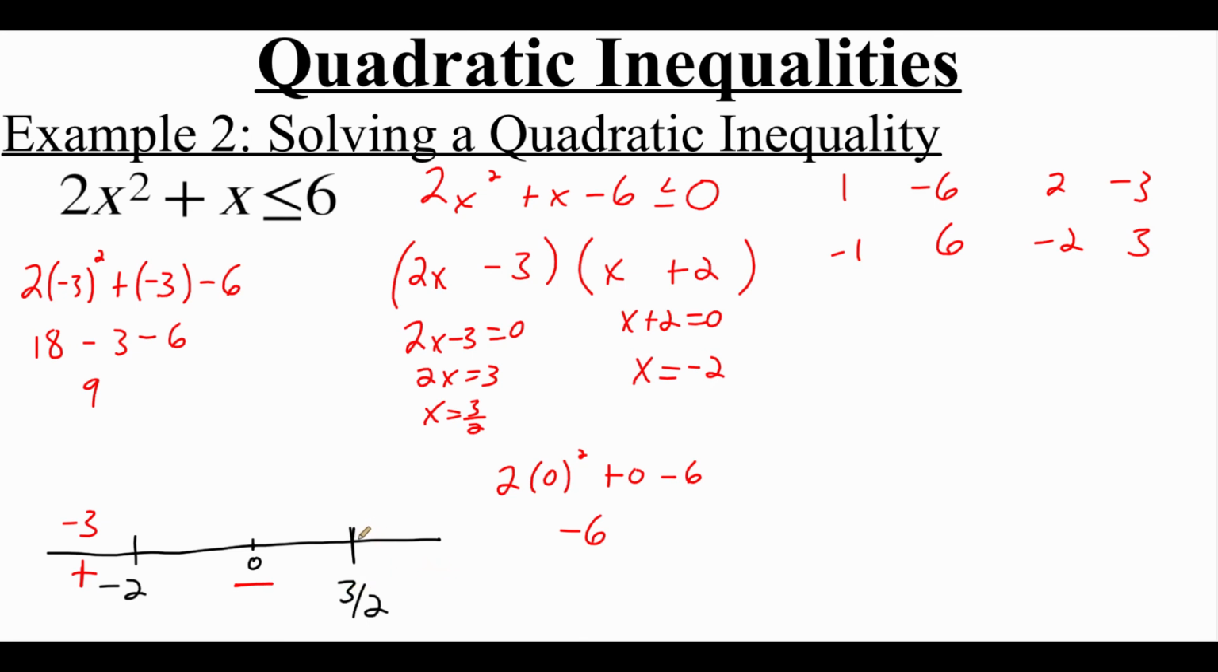And then on the right-hand side, we want to plug in something bigger than 3 halves. Now 3 halves is 1.5, so maybe we choose to use 2. So we take 2 times 2 squared plus 2 minus 6. 2 squared is 4, and 2 times 4 is 8, plus 2 minus 6. So 8 plus 2 is 10, minus 6 is 4. We got a positive answer, which means that this is a positive interval.